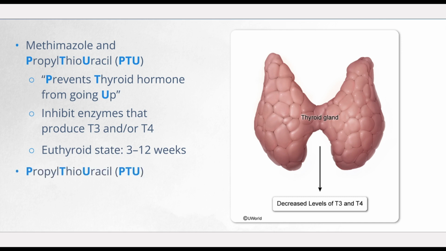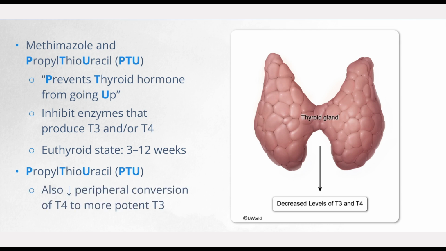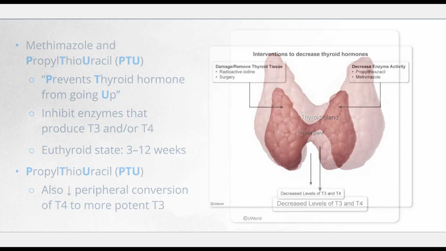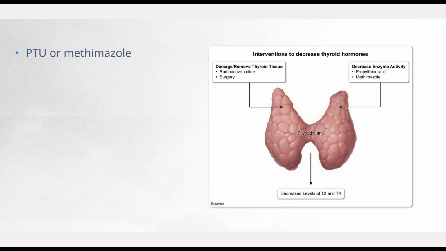An additional mechanism of PTU is to inhibit the peripheral conversion of T4 to T3. This is helpful because T3 has a shorter half-life than T4 and therefore is removed by the body more quickly. While waiting for this euthyroid state to occur, beta blockers may be used to control symptoms like high heart rate, high blood pressure, and arrhythmias.